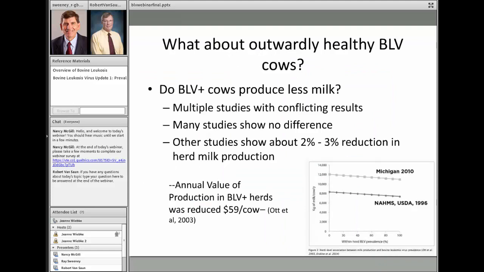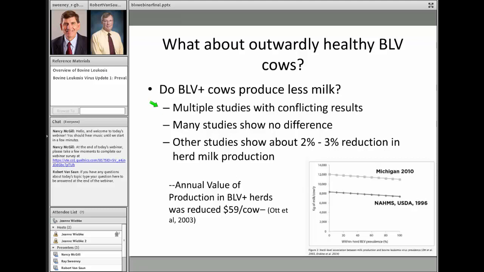So what about all those other cows that were in that picture that I showed that are outwardly healthy but have the infection? This would be, again, maybe half the cows in your herd, or it could even be higher depending on the prevalence in your particular herd. There's been a lot of controversy about this subject. And the question is, are cows that are outwardly healthy, is the virus having an effect on their milk production even though they don't show other signs of illness?